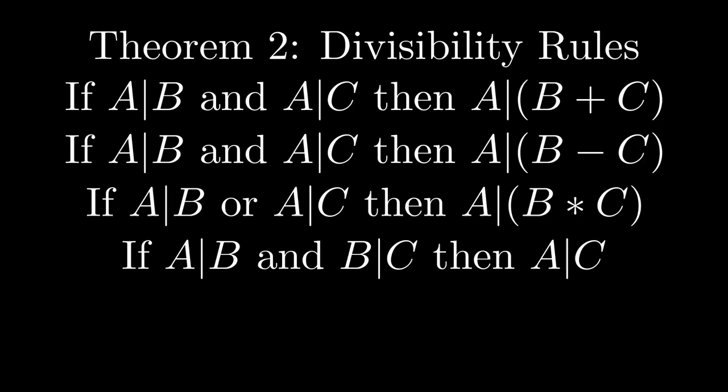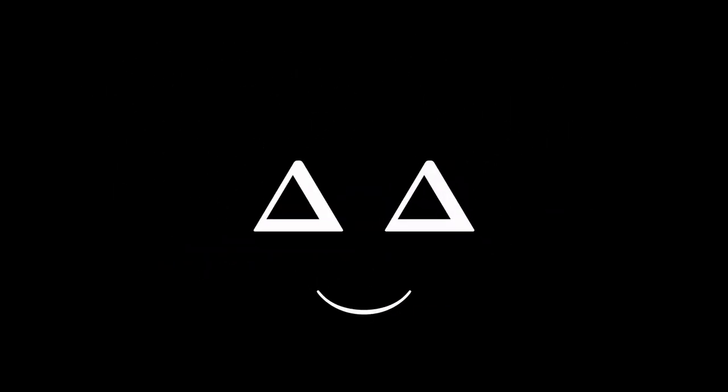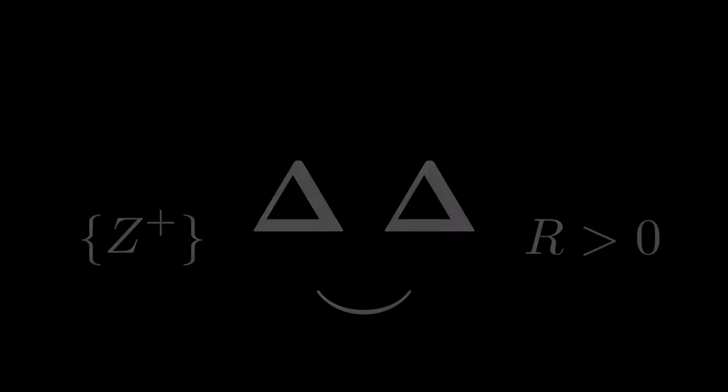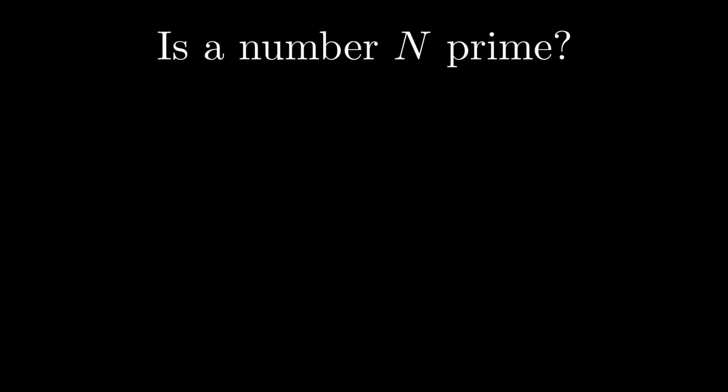Next, let's look at the prime numbers. Prime numbers are a special case of divisibility because they're a set of positive integers that can only be divided evenly by themselves and the number 1. Any other number will have a remainder of r greater than 0. To determine if a number n is prime, we can use a mathematical algorithm.